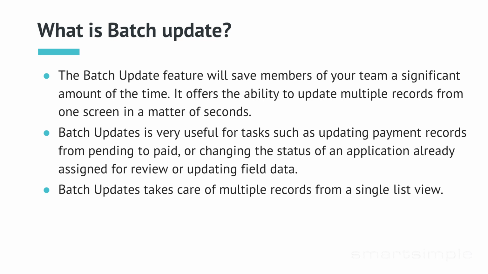In particular, batch update is very useful for tasks such as updating payment records from pending to paid, or changing the status of an application already assigned for review. Rather than needing to go into each individual record to update the information, batch update takes care of multiple records from a single list view. The batch update feature allows multiple records to be updated all at once, whether against records within the universal tracking application or against company/user records.